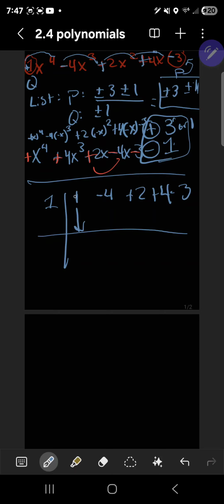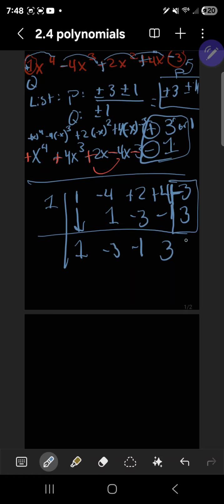Okay, so you drop that down. So 1 times 1 is 1. Negative 4 plus 1 is minus 3. 1 times negative 3 is minus 3. 2 minus 3 is minus 1. 1 times negative 1 is negative 1. 4 minus 1 is 3. 1 times 3 is 3. And negative 3 plus 3, drop that down, 0. So if you get a 0 doing this, then that is a 0. So one of our zeros is 1.